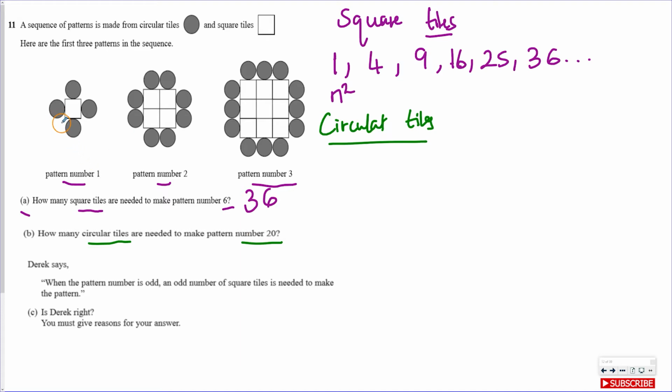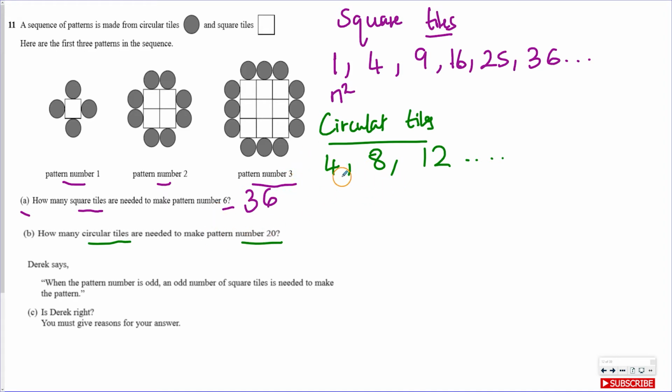Right, let's look at how many circles there are on pattern number 1. Well, there is 4, and the next one there is 8, and the one after that there is 12. So it carries on like that. Now I need to get pattern number 20. I can go ahead until I get pattern number 20, or I could try and find the nth term. So that's a formula to get the numbers of this sequence. So what do we do?